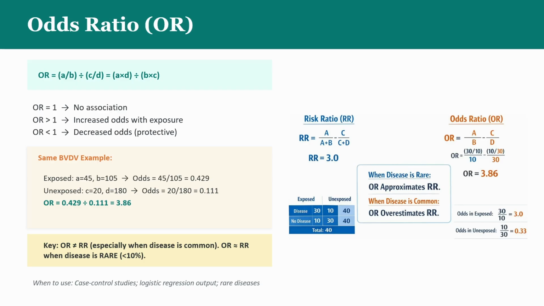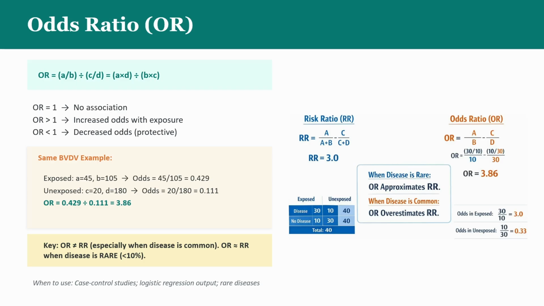The odds ratio is the ratio of the odds of disease in the exposed group to the odds of disease in the unexposed group. There's a beautiful mathematical shortcut. OR equals A times D divided by B times C, the cross product of the 2 by 2 table. In our BVDV example, OR equals 45 times 180 divided by 105 times 20, which is 8100 divided by 2100, which equals 3.86. Compare that to the RR of 3.0. The OR is higher, and this is always the case when the disease is common.